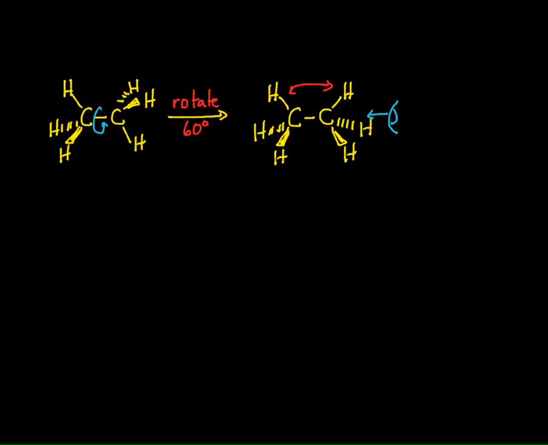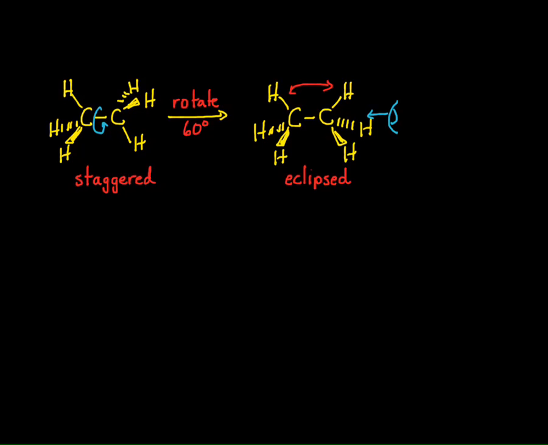So the hydrogen on the carbon behind me, which would be to the left, is going to be behind the hydrogen on the carbon to the right. We call this eclipsed, so the hydrogens eclipse one another. So these are the two conformations. The one on the right we call the eclipsed conformation because all of the hydrogens are eclipsing one another. And the conformation on the left is called staggered because all of the hydrogens are staggered from one another.